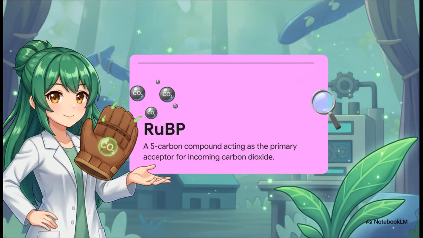So, RuBP, ribulose 1,5-bisphosphate. I know, heavy jargon, right? But conceptually, it's actually super simple. Picture it as a waiting 5-carbon molecule, whose literal only job is to act as a catcher's mitt for that incoming atmospheric carbon dioxide. That's it.